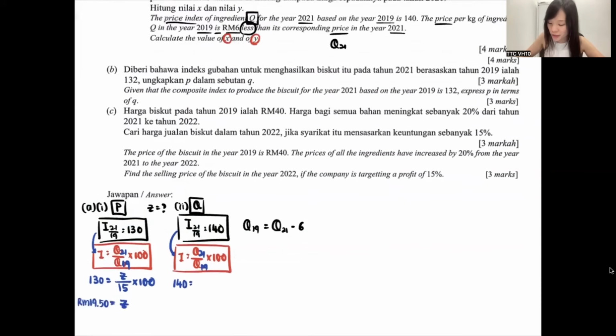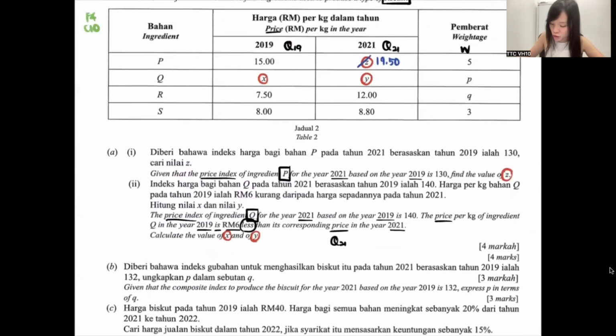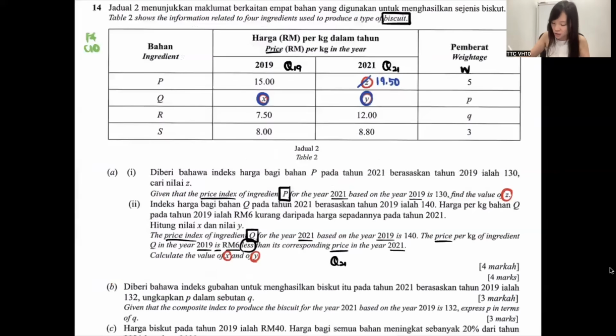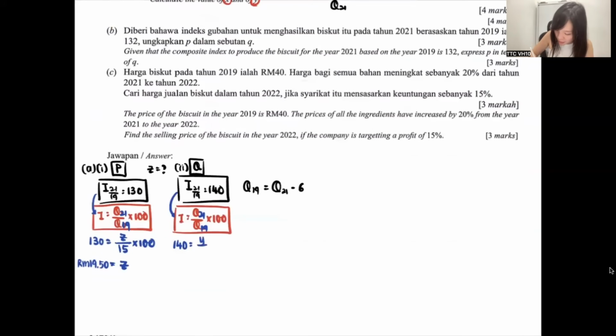So what is Q21? Remember, you're doing ingredient Q, so ingredient Q is this row. So I got X, I got Y. Which one is 21? Y. Which one is 19? X. So Y on top, X at the bottom. Isn't it times 100? So my dear, I realized I got 2 unknown. I must have 2 information.